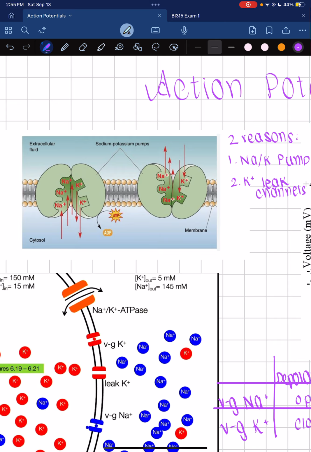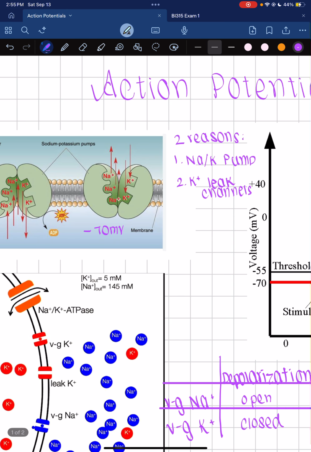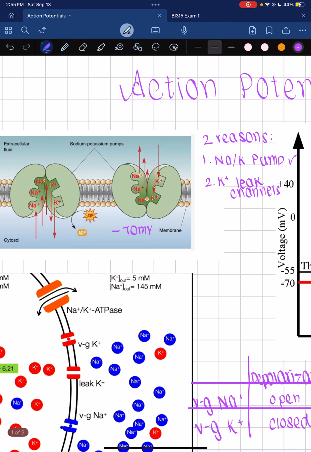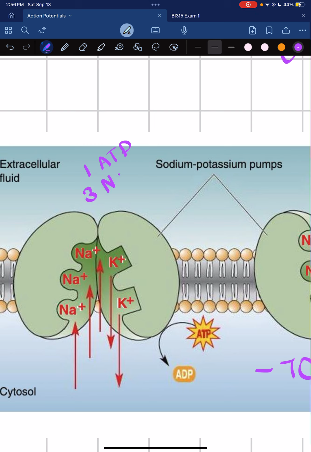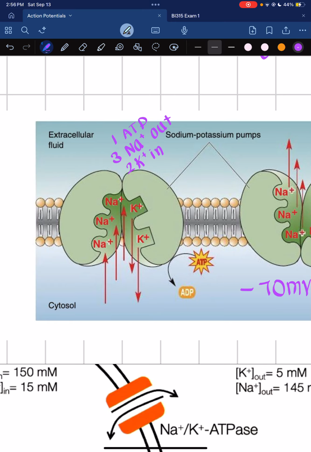At rest, the inside of a neuron is more negative than the outside. We say it's approximately negative 70 millivolts. And there are two main reasons for this. Number one is the sodium-potassium pump. This is a pump that uses active transport, which means it uses energy to pump ions against their concentration gradient. This pump in particular uses 1 ATP to move 3 Na+ outside of the cell into the extracellular fluid and 2 K+ into the cell at the same time into the cytosol.